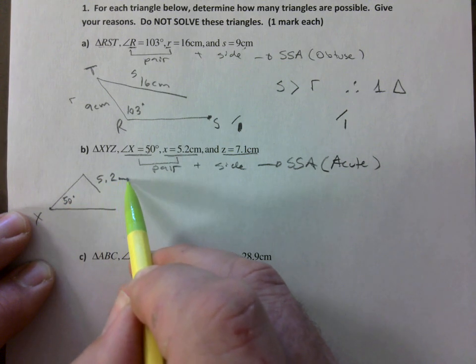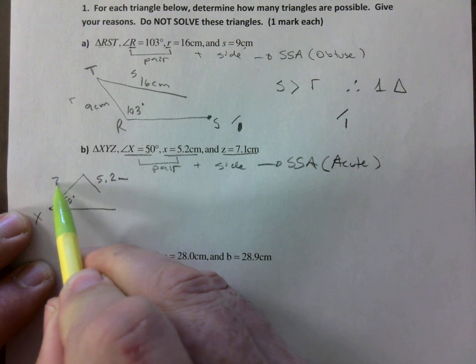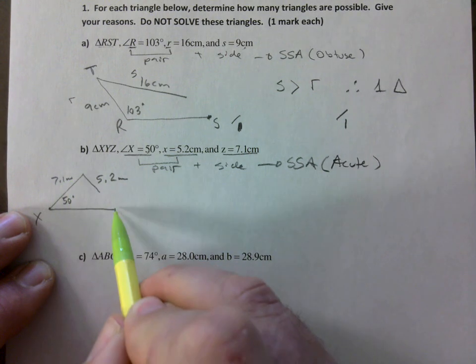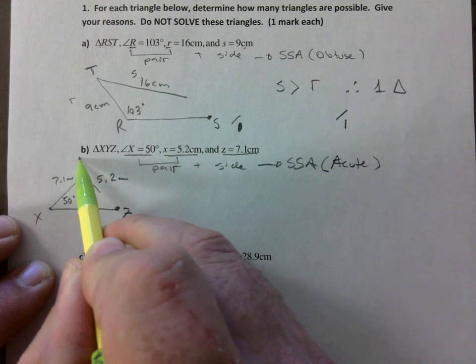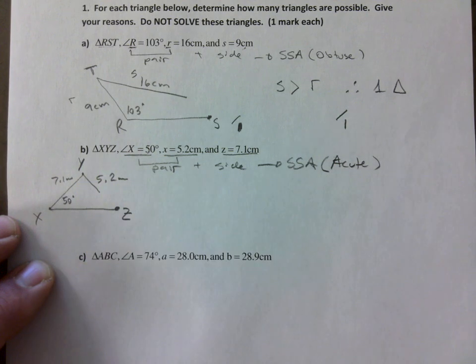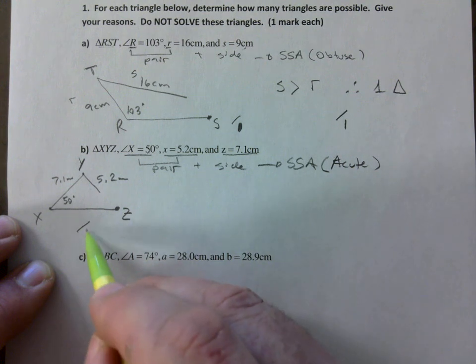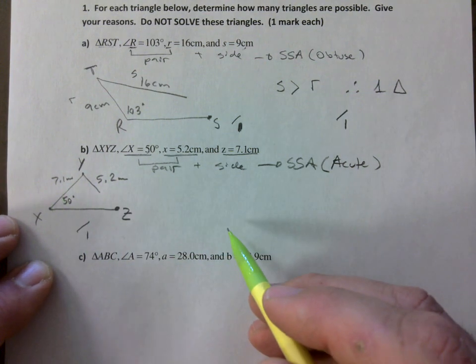5.2 is going to go over here. Z is going to go over here, side Z, which means that technically this would be angle Z, and therefore this has to be angle Y up here. More about that later on. I'm not too picky about that today. You get a mark for having this correctly drawn.